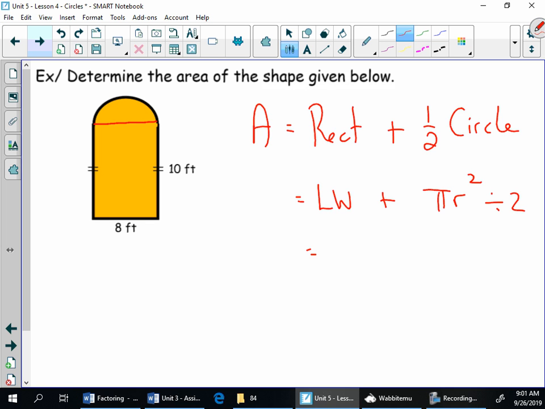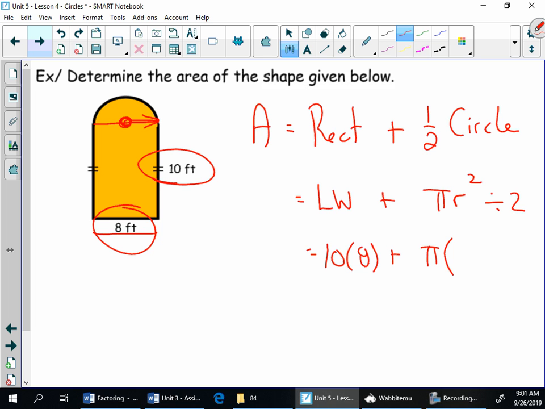Okay, length and width. Well, those are obvious. There's my length, there's my width. 10 times 8 plus pi times my radius. Do I have the radius? Oh, center out. No, I don't know that, but I know the whole thing all the way across is 8. So my radius must be 8 divided by 2, which is 4. Okay, don't forget we need that divided by 2 at the end, because I want to divide my circle in half.